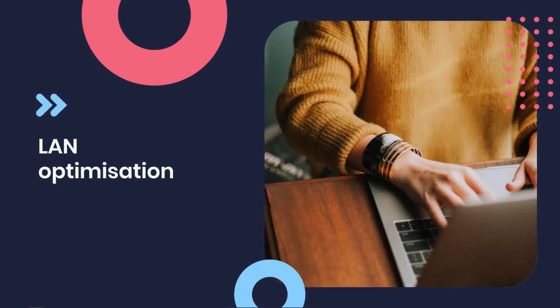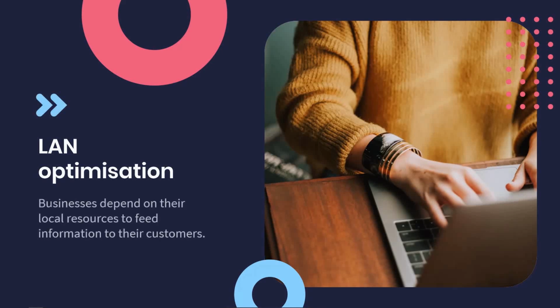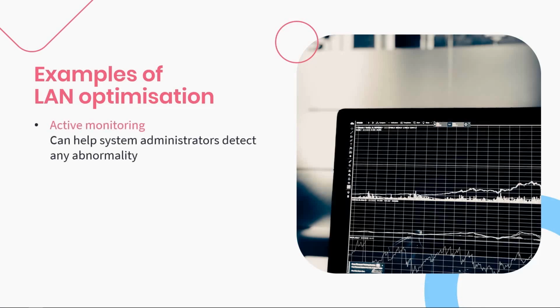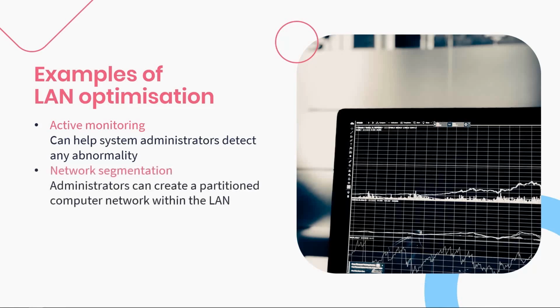Network performance should never be overlooked in a LAN because many businesses depend on their local resources to feed information to their customers on the WAN. LAN optimization offers various useful techniques. For example, active monitoring. Being able to monitor connected devices on the LAN can help system administrators to detect any abnormality. We will cover ways of implementing a monitoring system on your network with IP address management later in this course.